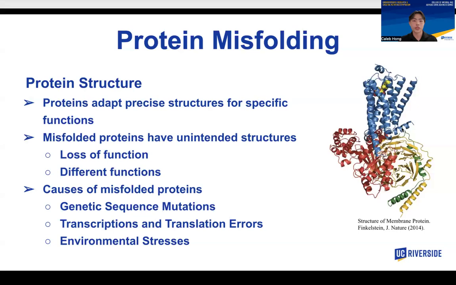So what is protein misfolding? Well, to fully answer this question, we have to look at protein structure to begin with. Proteins adopt a very precise structure meant for specific functions. On the other hand, misfolded proteins have unintended structures that could lead to loss of function or completely different functions. This is obviously very bad for processes that rely heavily on the roles of proteins. So naturally, it asks the question, what causes misfolded proteins? Some common causes include genetic sequence mutations, transcription and translation errors, and environmental stresses, the latter of which we will be exploring.